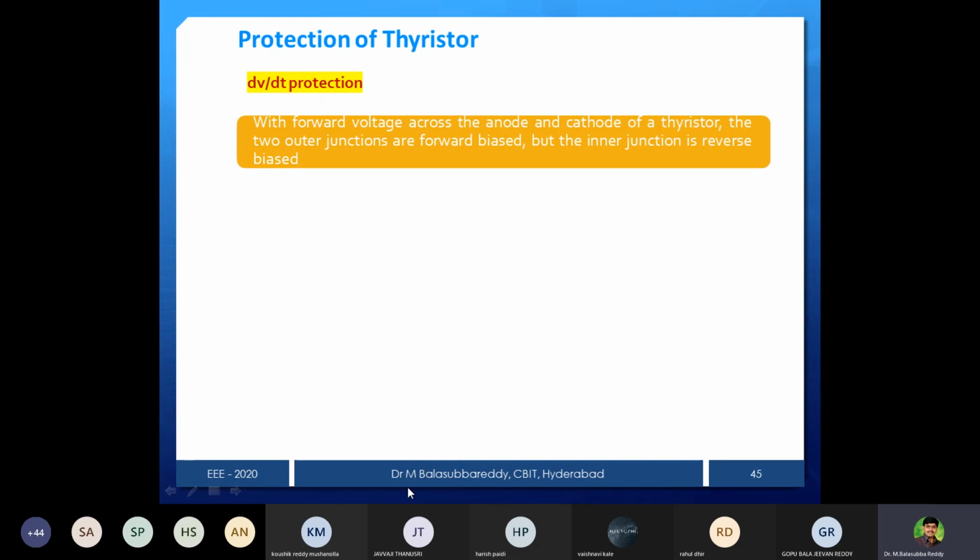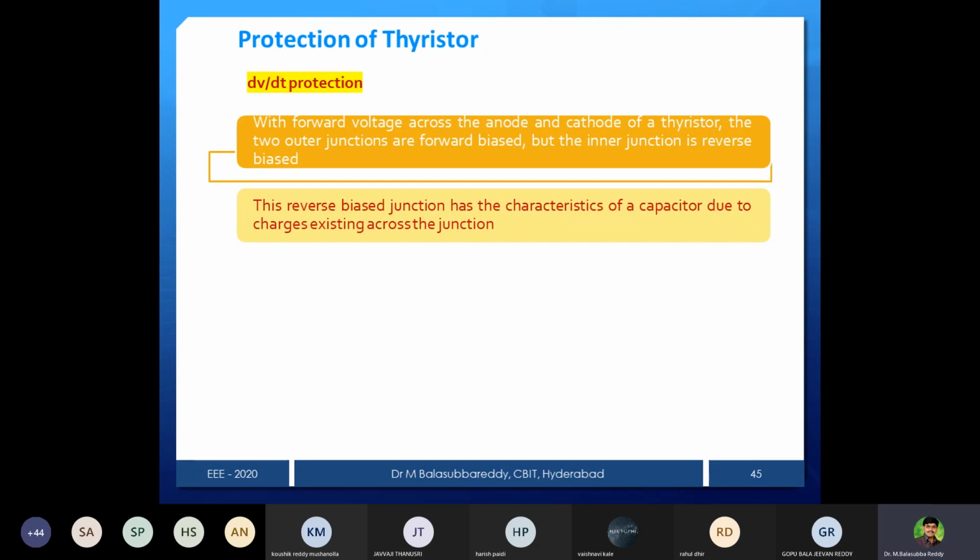With forward voltage across the anode, you can see the normal case; this portion I already explained in yesterday's class itself. There is a forward voltage across anode and cathode of a thyristor. The two outer junctions are forward biased, but the inner junction is reverse biased. This is the normal supply given anode to cathode. Then the reverse biased junction, what will happen?